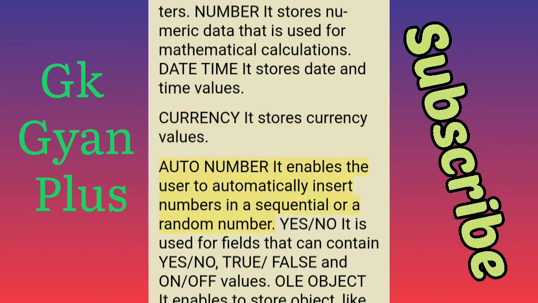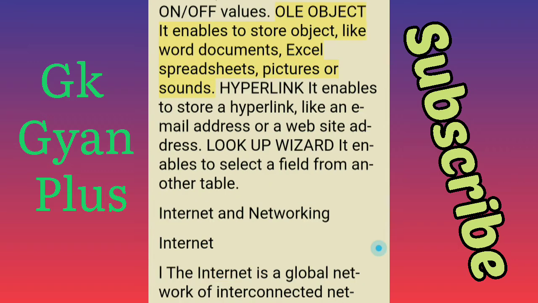AutoNumber: it enables the user to automatically insert numbers in a sequential or random order. Yes/No: it is used for fields that can contain yes, no, true, false and on/off values. OLE object: it enables you to store objects like Word documents, Excel spreadsheets, pictures or sounds. Hyperlink: it enables you to store a hyperlink, like an email address or a website address. Lookup Wizard: it enables you to select a field from another table.